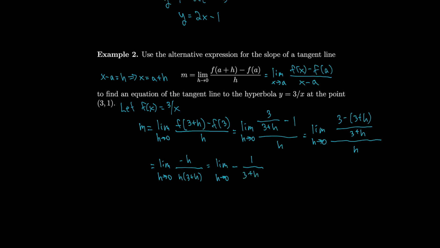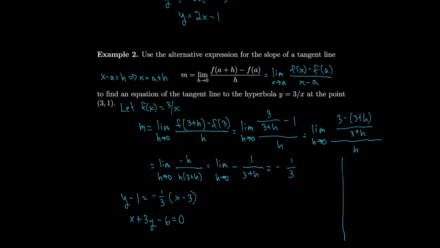And we just get that it's the limit of minus 1 over 3 plus h, which is minus 1/3, because now we can plug in 0 with no repercussions. Okay, so again, let's use point-slope form. y minus y1, which is 1, is m, which is minus 1/3, times x minus x1, which in this case is 3 for the x value. We could also write this in standard form as x plus 3y minus 6 equals 0. But the form doesn't matter a ton.